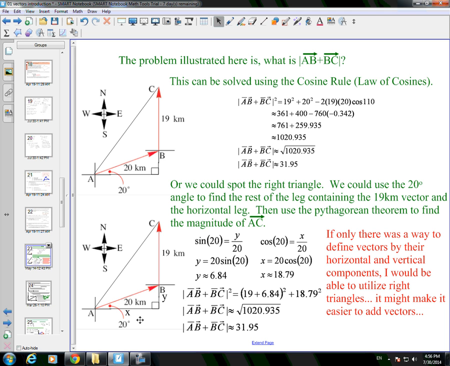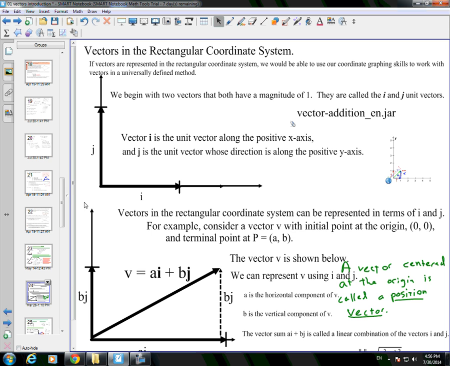So what we learn from this particular comparison is that it's somehow easier to work with vectors if we use a coordinate system. Therefore, we can work with horizontal and vertical vector components. So that's the impetus for this sort of improved vector work. It's vectors in the coordinate system.